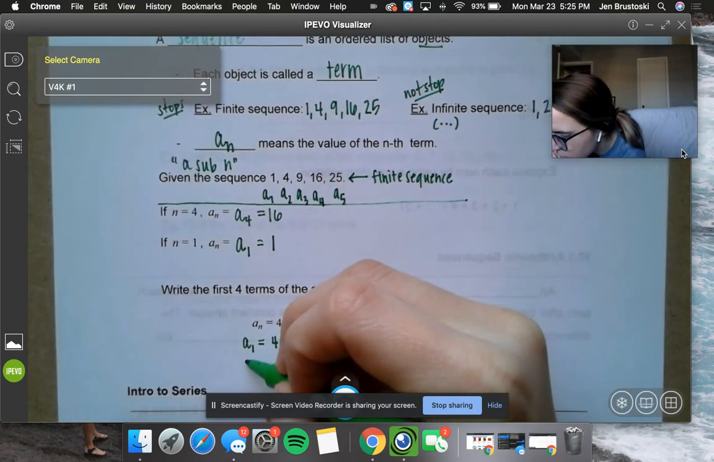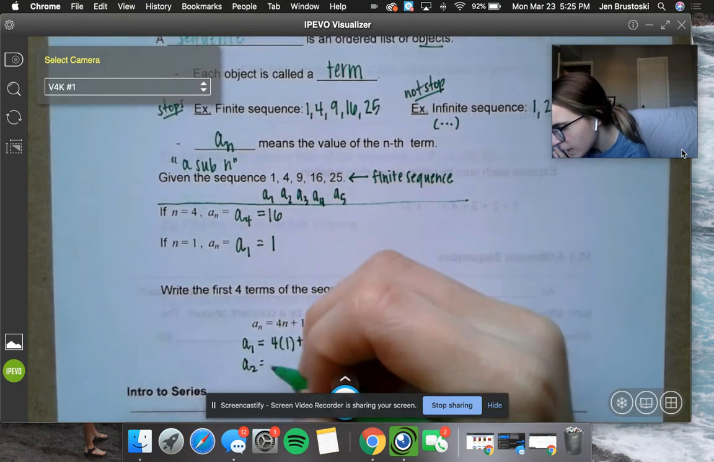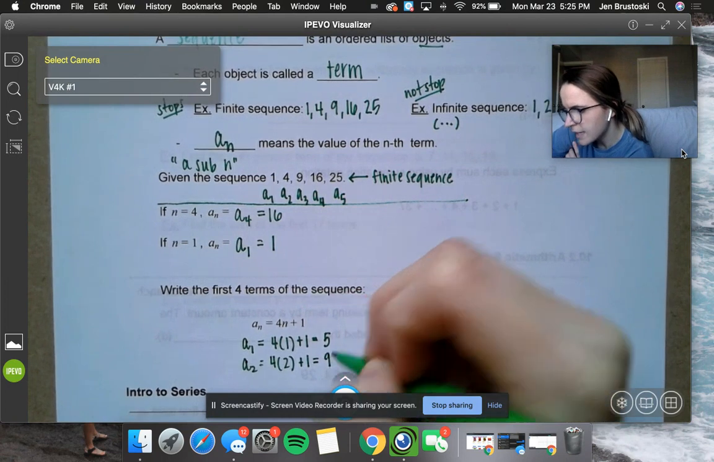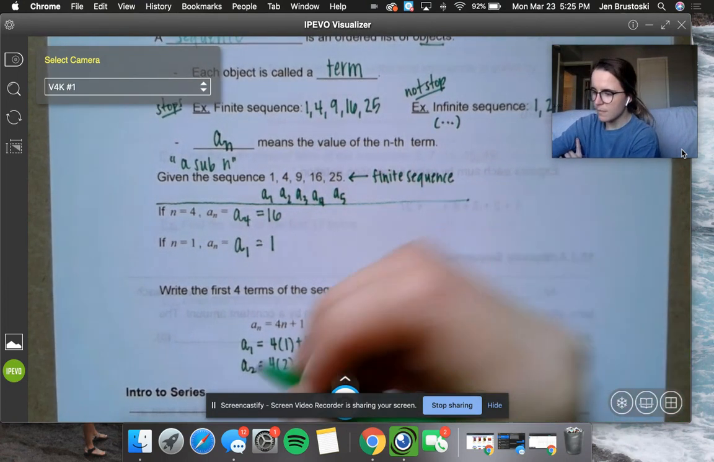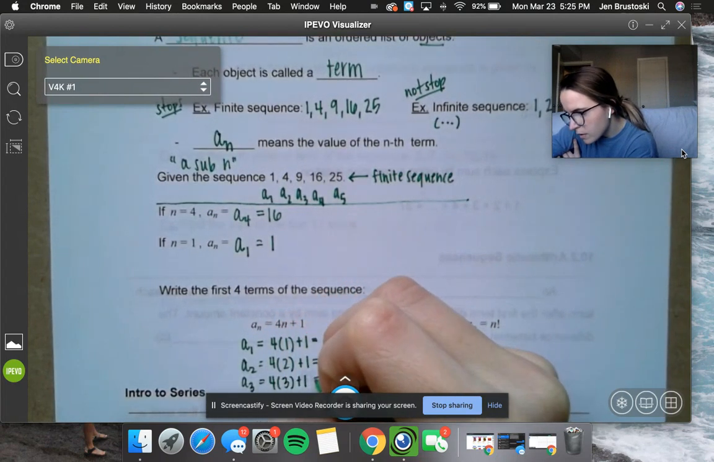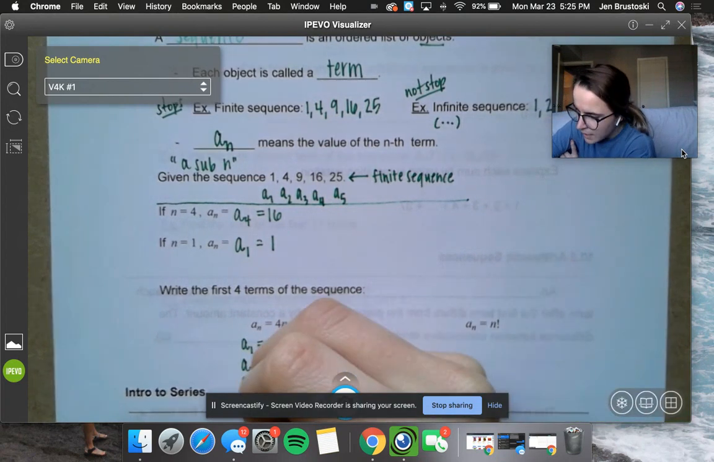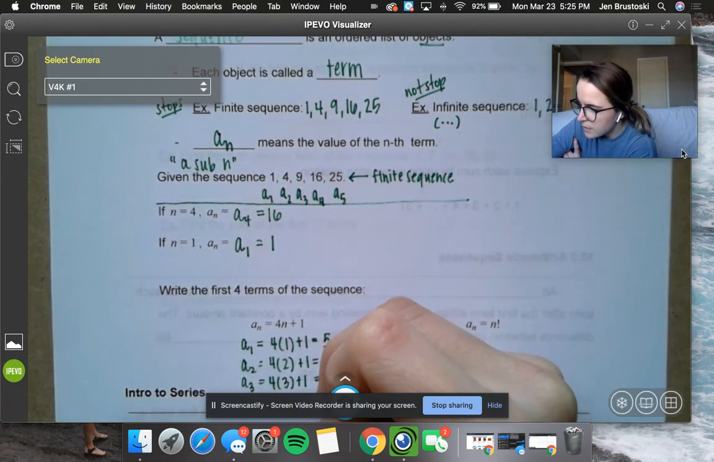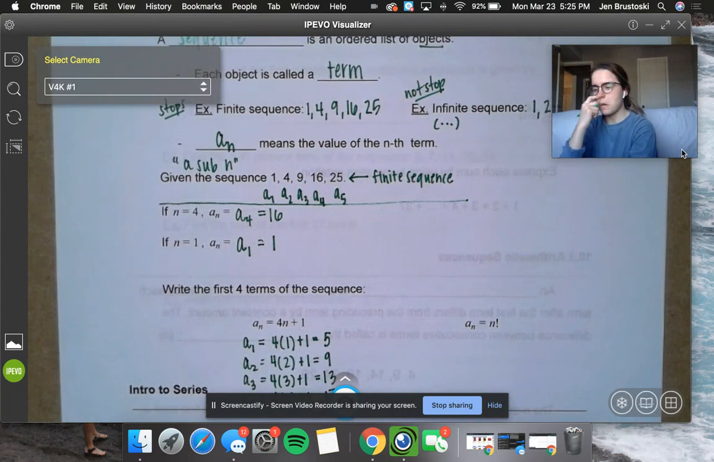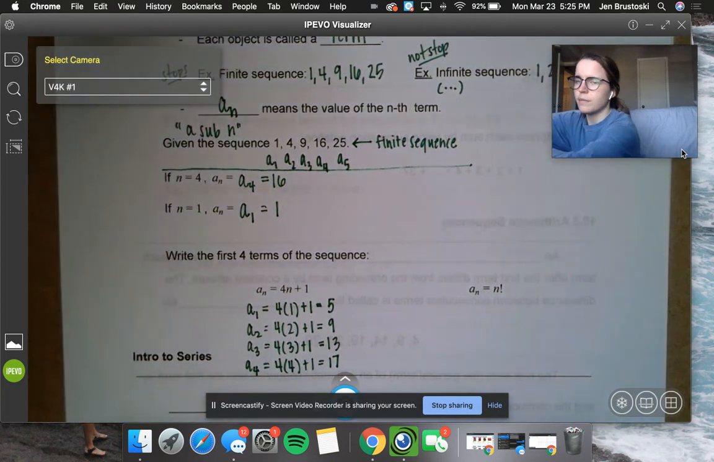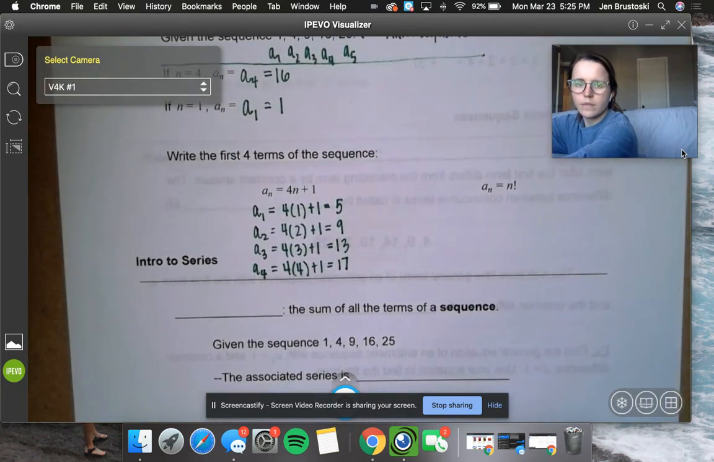Okay. Then we'll find a sub 2. We have 4 times 2 plus 1, which is 9. a sub 3 is 4 times 3 plus 1, which is 13, and a sub 4 is 4 times 4 plus 1, which is 17. Hopefully you can see that okay. So we've got 17.